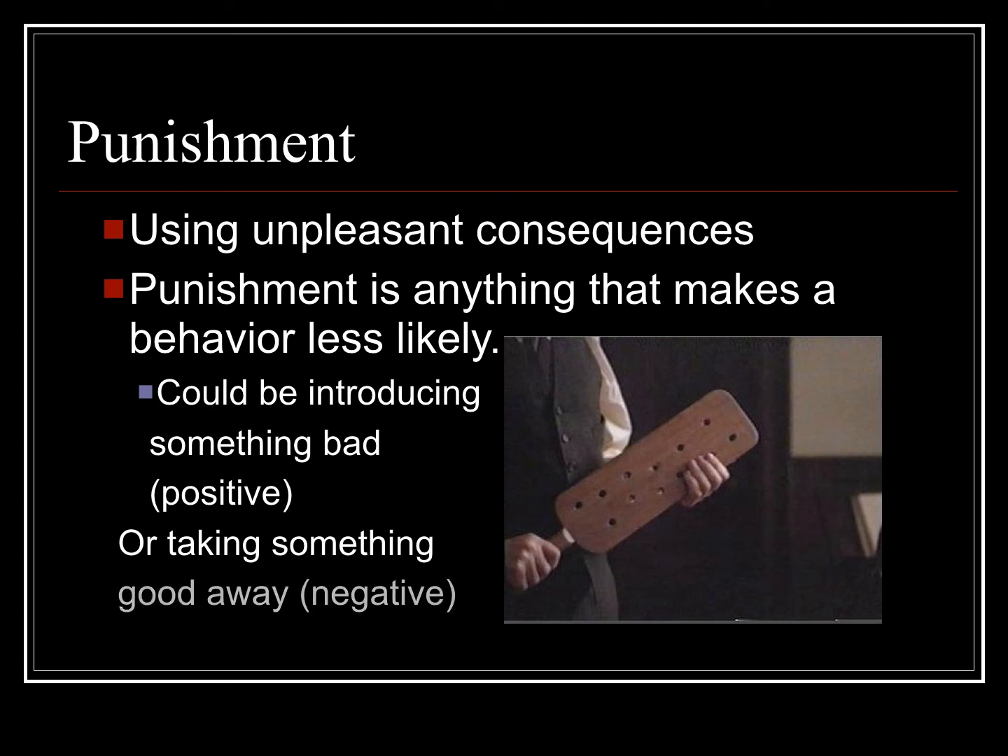Could be negative punishment, which is where something is taken away. I bet your parents or guardians, when you do something they don't want you to do, take away your cell phone, take away your car privileges. That's negative punishment. Their intent is to make that behavior decrease or not occur again, and they're taking something away to do that.